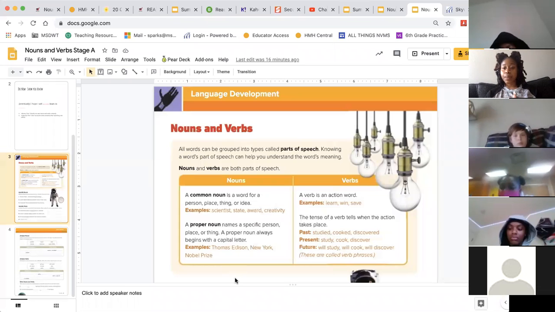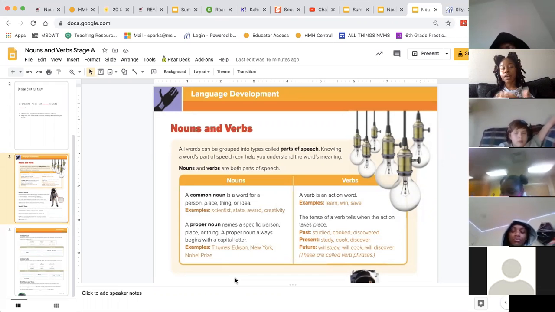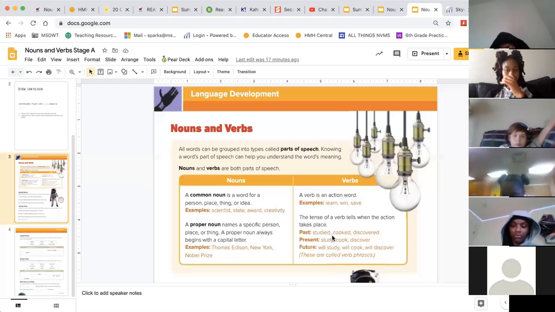There are going to be times where you have to figure out what tense a verb is in. So the tense of a verb tells when the action takes place. For past tense, we usually see an ed on the end. Now there will be some irregular verbs where it's past tense, but you don't see an ed. But for the most part, words like study, cook, discover, if you add an ed to it, that makes that word past tense. All right, you guys can see that here.